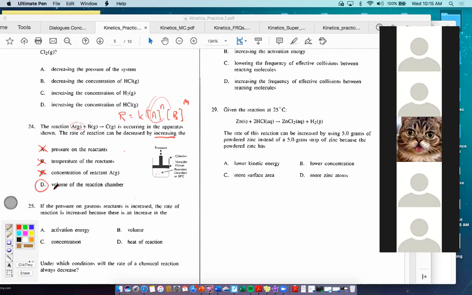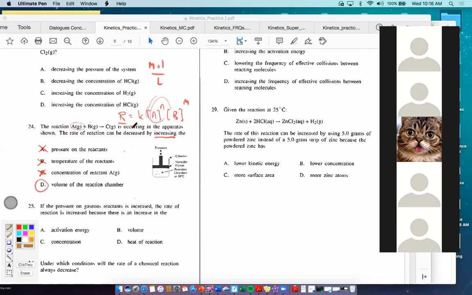So I'm left with increasing the volume of the reaction chamber. That's going to be the thing that is going to slow the rate down. Think about this. Concentration is moles per liter. So if I increase the volume, that decreases the concentration, therefore decreasing the rate, which is exactly what I want to do. So by increasing the volume, I decrease the concentration, decrease the rate.